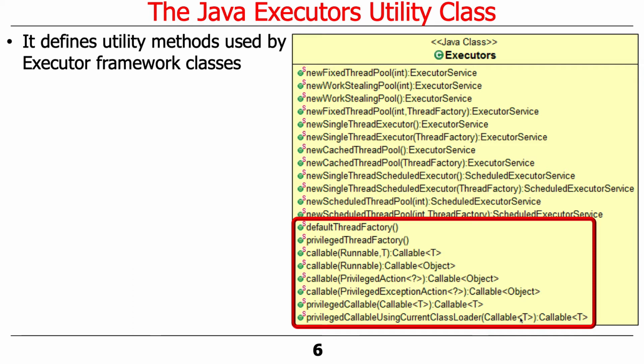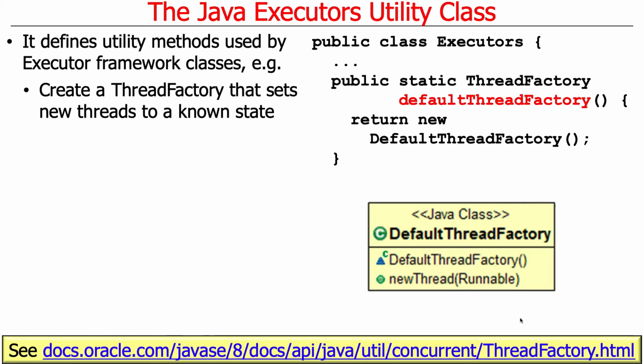There are some methods in the Executors class that are used by other Executor framework classes, such as the thread pool executor. And these are a bunch of sort of helper methods. We'll look at a couple of them real quick. One of them is default thread factory, which returns an instance of the default thread factory class, which creates a thread that just has default behavior, right? No special properties. It's not a daemon thread. It's a regular thread, and so on and so forth.